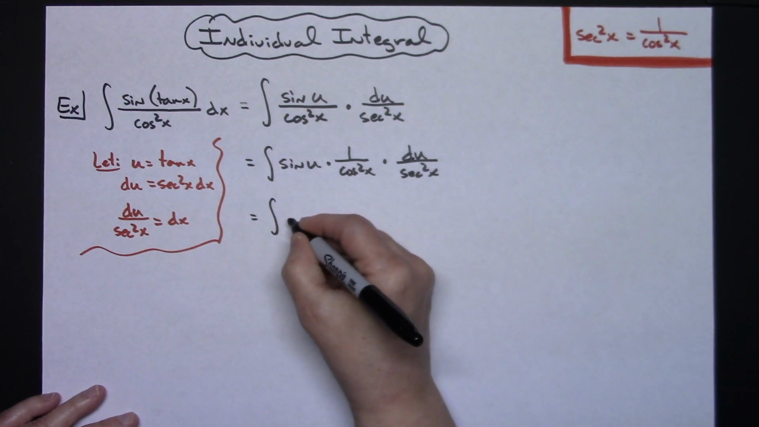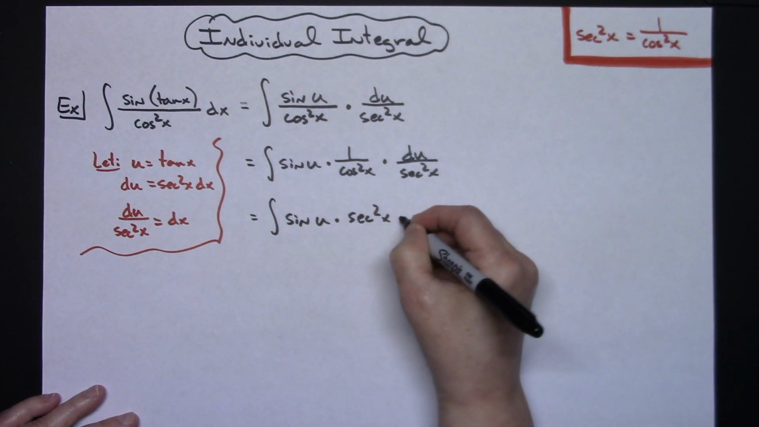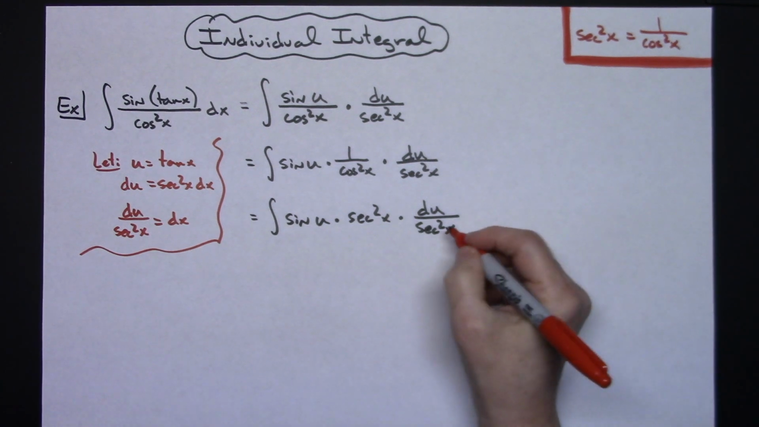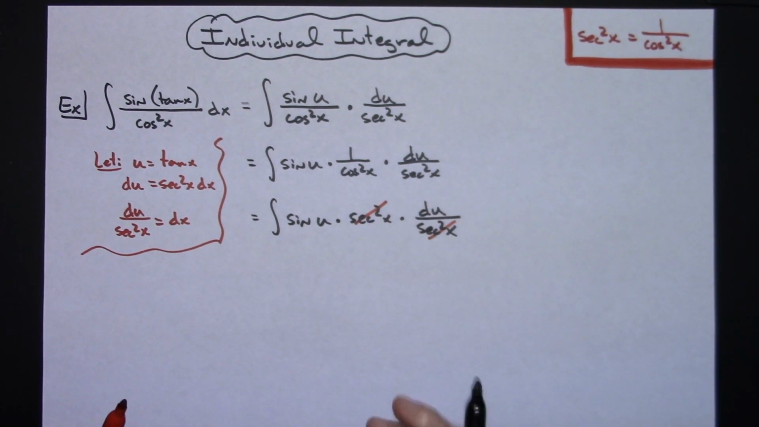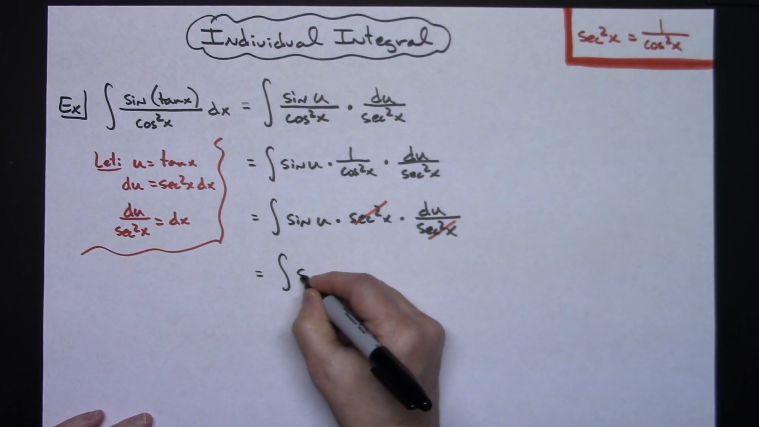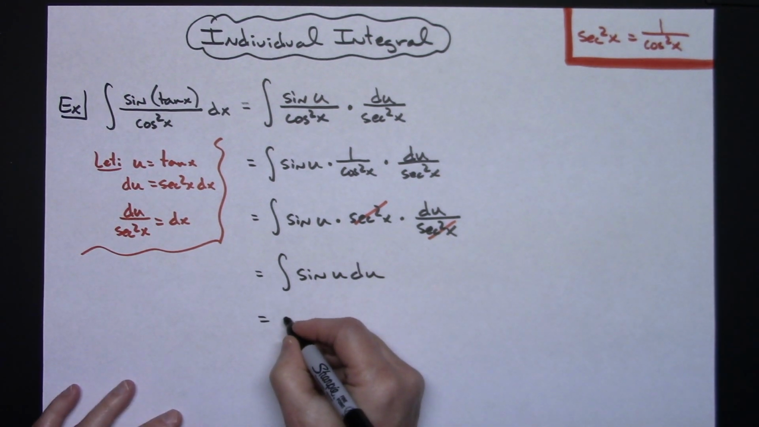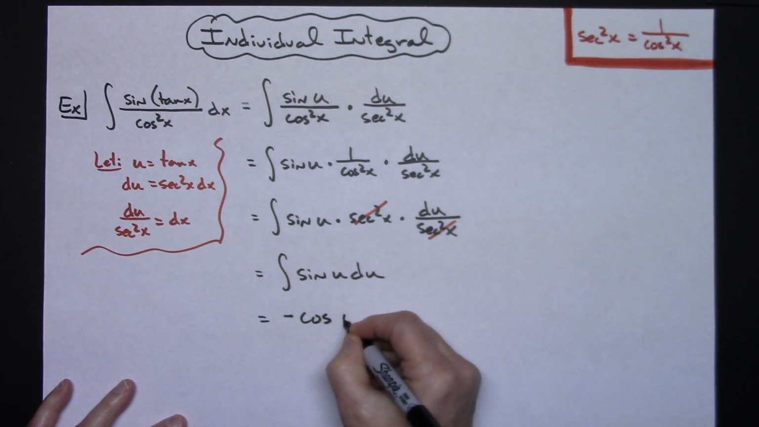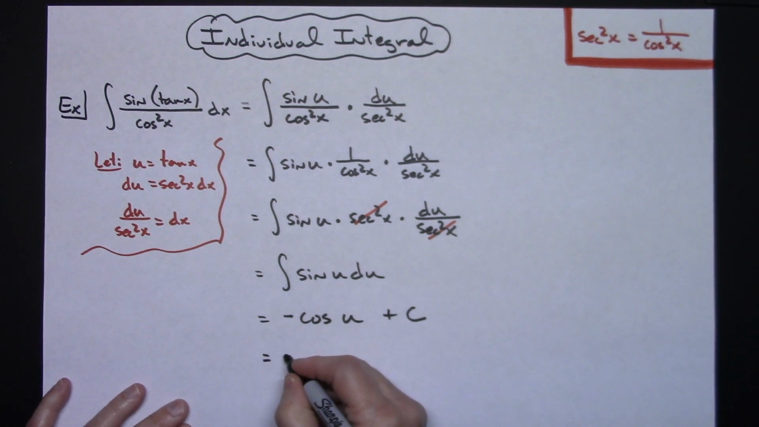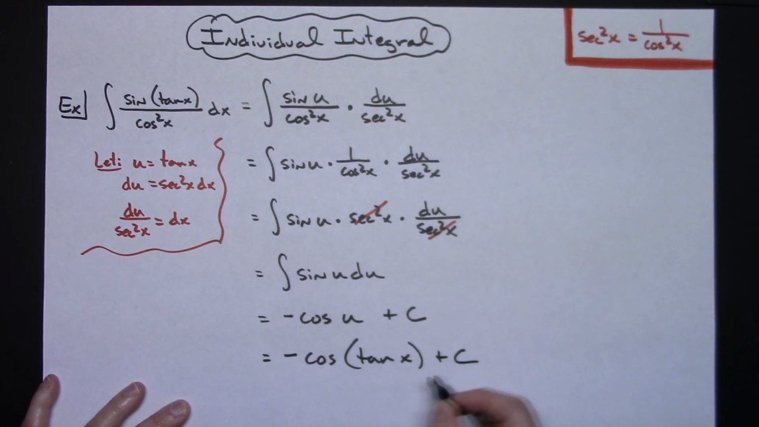So then we're going to have the integral of sine u times secant squared x times du over secant squared x. That's going to allow me to nicely cross off those secant squared x's, which is what we need to happen. We need to get rid of all those x's. So then I'm down to just the integral of sine u du. Straightforward here. We can integrate sine to being negative cosine, so negative cosine u plus c. Substituting our u back into our problem, we'll have negative cosine tangent x plus c.